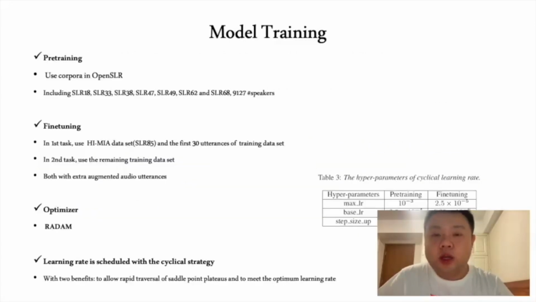We follow a two-stage training in this work. The pre-training uses Cn-Celeb in OpenSLR. Fine-tuning for the first task uses the Huijia dataset and the first 30 utterances of the training dataset. In the second task, we use the remaining training dataset, both with extra augmented audio utterances. The optimizer is RAdam. The learning rate is scheduled with the cyclical strategy, with two benefits: to allow rapid traversal of saddle point plateaus and to meet the optimal learning rate.